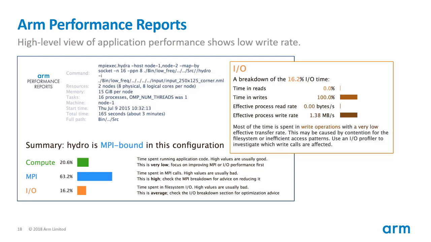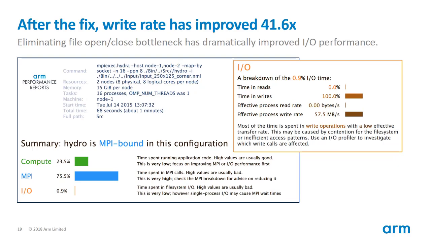After optimization, the report shows that the effective process write rate has increased to 57.5 megabytes a second, which is a performance gain of over 40 times. You can see how that would really pay off at scale.